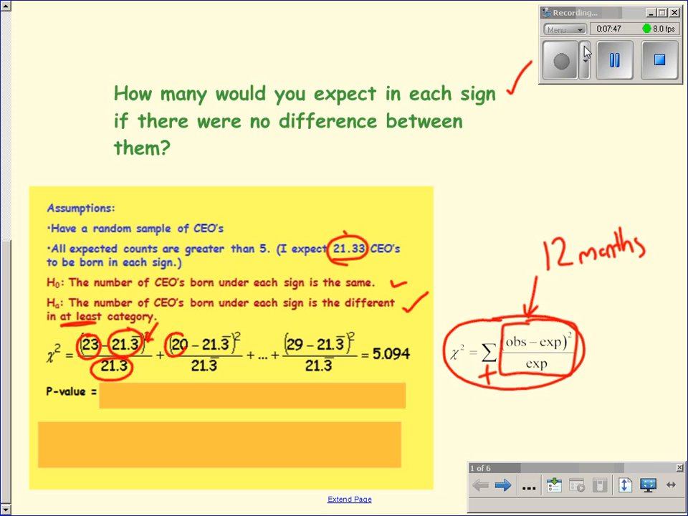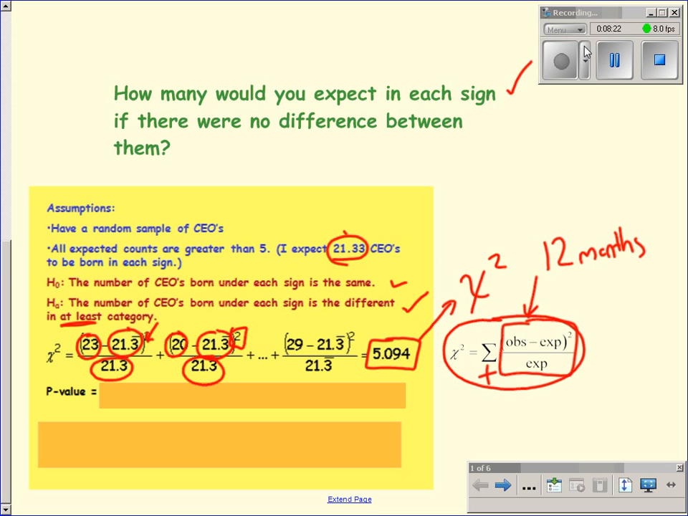The next month I have 20 CEOs born. We're supposed to have 21 1/3. I subtract them and I square it and divide by 21 1/3. And you would have to do this for all 12 months. Now doing it for 12 is a little extreme. Usually in these problems you'll only have 4 or 5 categories. But if you were to add those all together, you would get a chi-squared statistic of 5.094. And the question is, how unusual is it to get a chi-squared statistic of 5.094 if all the categories were equal?